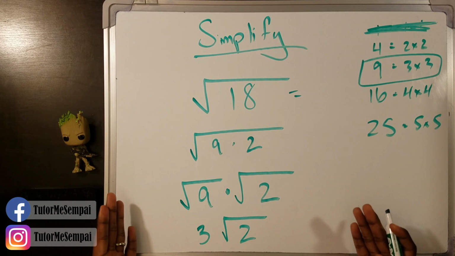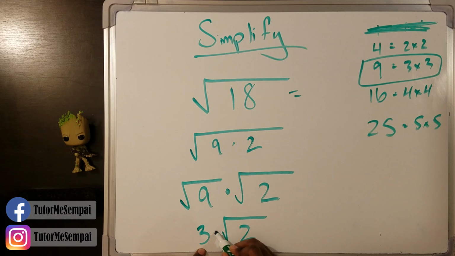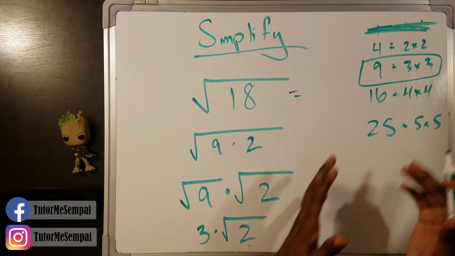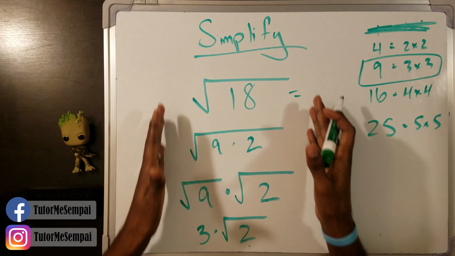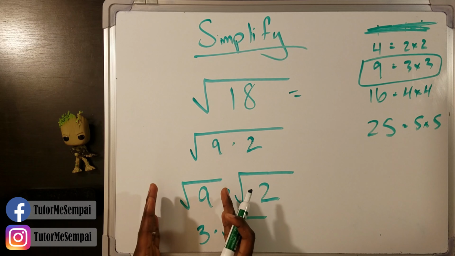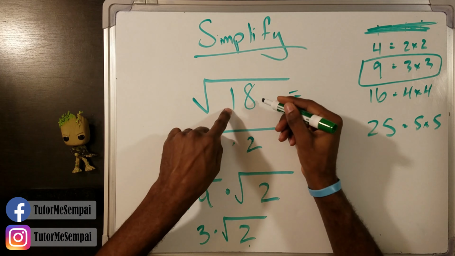So our answer for this is going to be 3 times, this is still a multiplication, the square root of 2. So you see, if you understand your perfect squares, you can make this much simpler by isolating the perfect square that's a factor of your radicand.